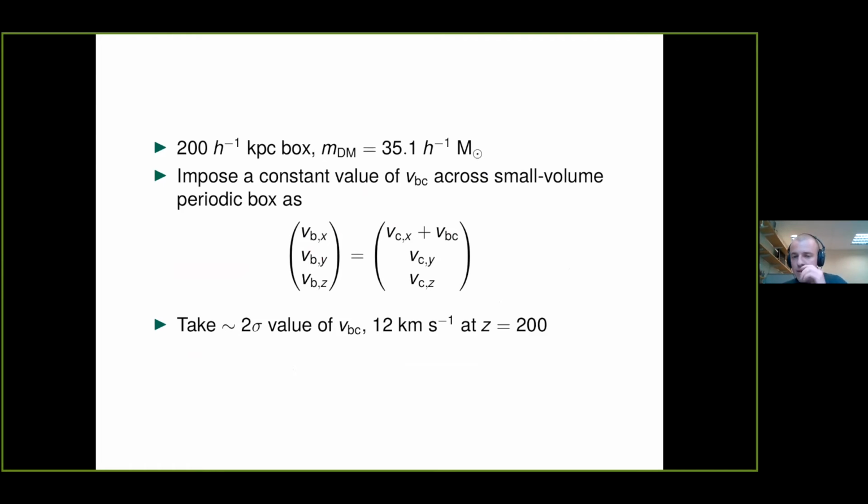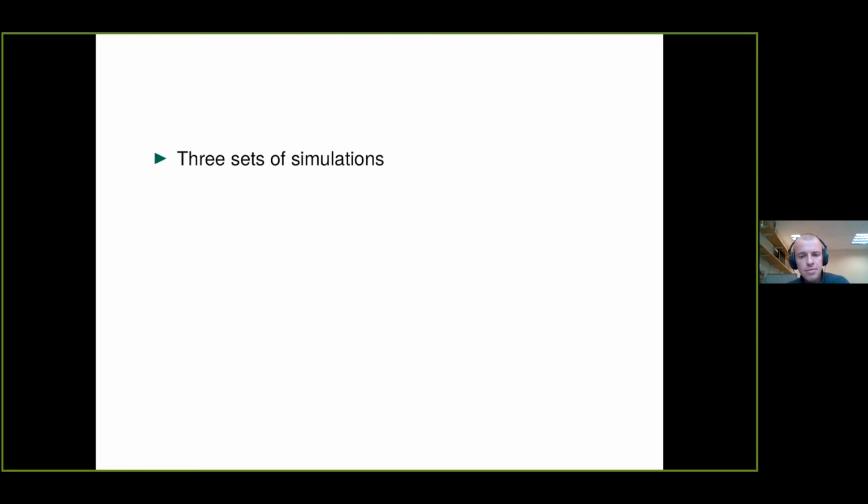So to compare with what's been done before, remember these are typically small boxes with a constant VBC in them. We do a small box and we apply a constant VBC. So this is not sourcing the VBC from the large scale conditions. This is just trying to recreate what people usually do. So we add it in the x direction. And in this test case, I put in just a 2 sigma value, which is about 60 kilometers per second at recombination. I do 3 sets.